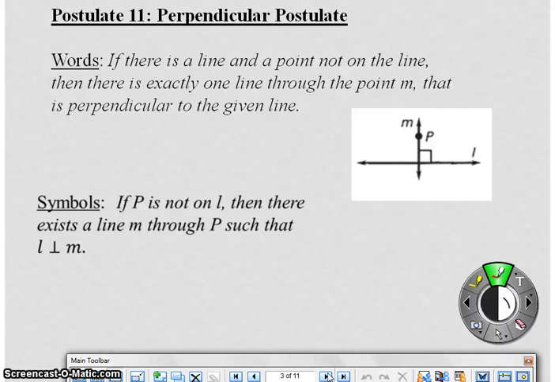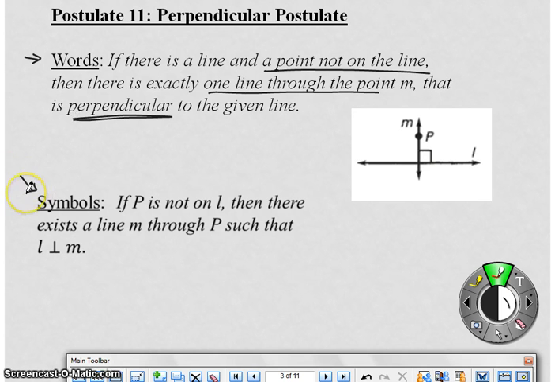Postulate 11, the perpendicular postulate. This is basically the same thing, except instead of having a line parallel to L, we have a line perpendicular. So in words, if there is a line and a point not on the line, the same thing, a point not on the line, then there is exactly one line through the point that is perpendicular to the given line. Okay. So here are our symbols that speak directly about this diagram.